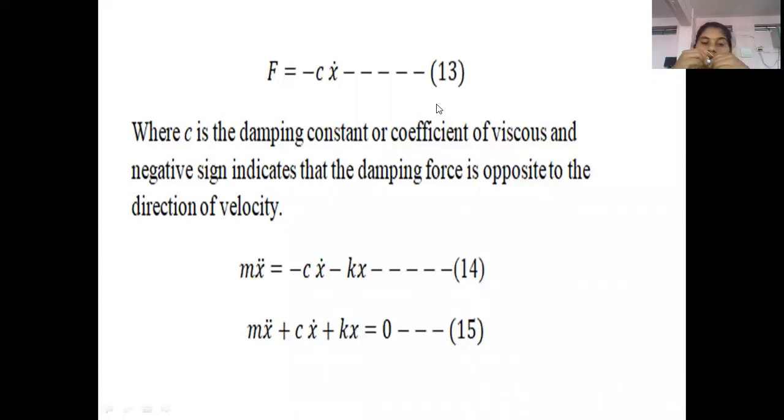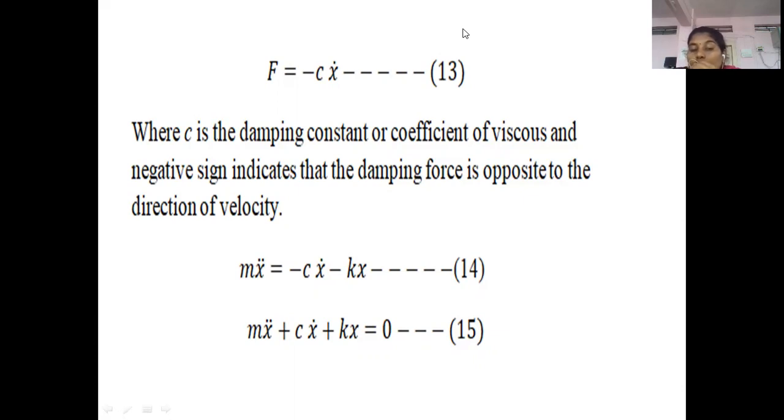Below this, write down mx double dot is equal to minus Cx dot minus Kx. That is the equation number 14 from this chapter. And below this, write down the final equation that we have to solve: mx double dot plus Cx dot plus Kx equal to 0. Okay, mx double dot plus Cx dot plus Kx equal to 0.